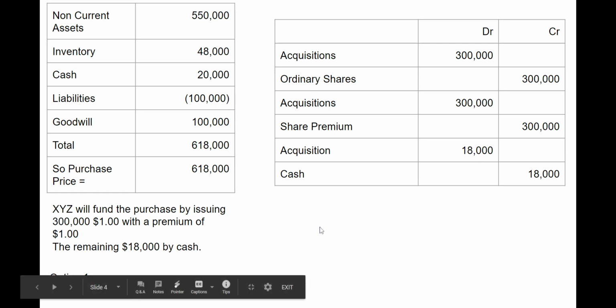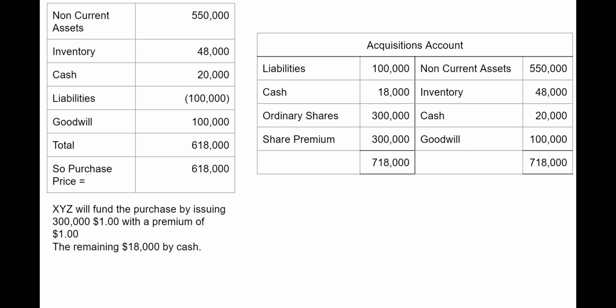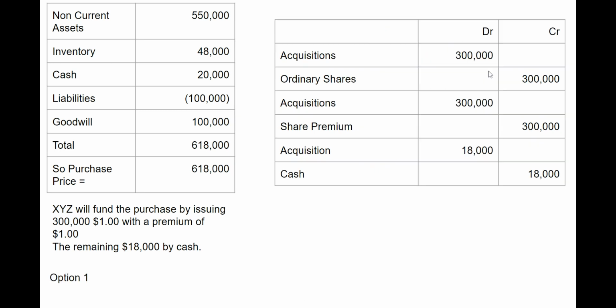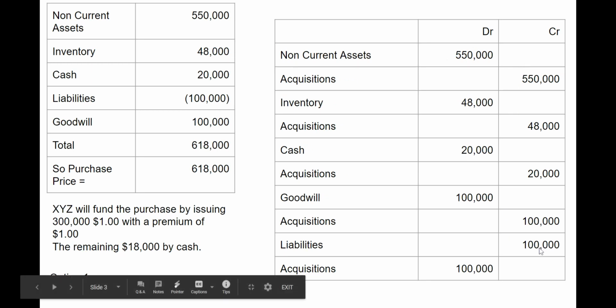But when we now look at the acquisition account, we can see that things are on the opposite side to where we would expect. So, for example, the non-current assets are on the credit side, the liabilities are on the debit side, and that's because if we look back here at what we've done, we've debited the non-current assets and credited the acquisitions, or credited the liabilities and debited the acquisitions.